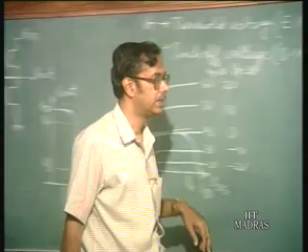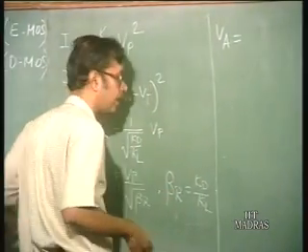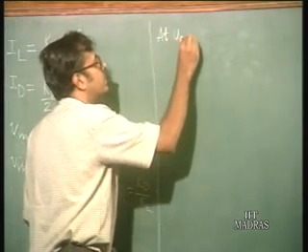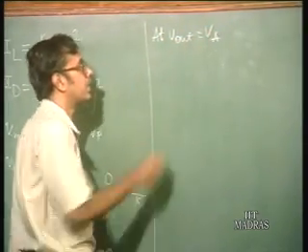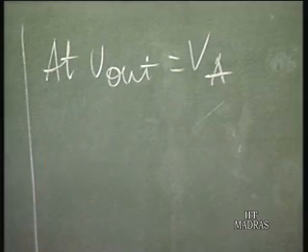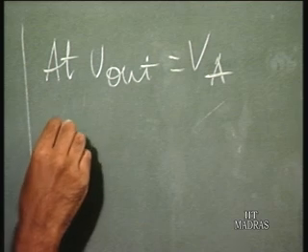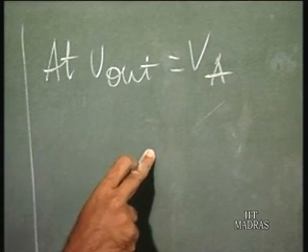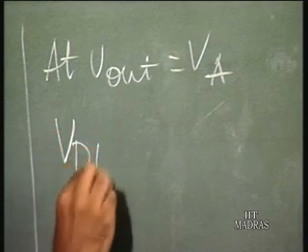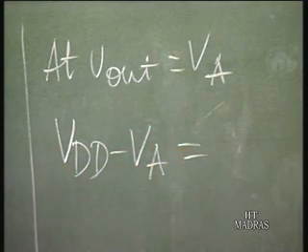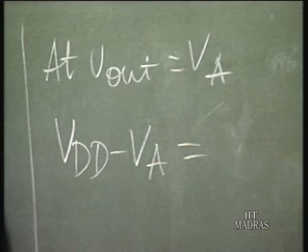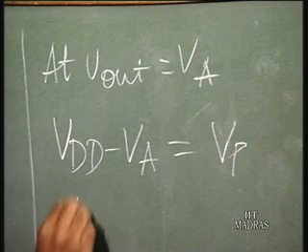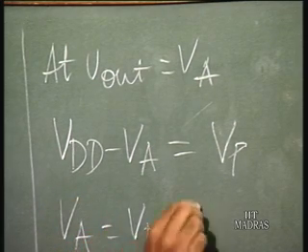I think we should write it like this. So at V output equal to VA, the load device goes to saturation. For the load device, VDS is equal to VGS minus VT. What is the drain to source voltage of the load device? VDD minus VA. And VGS is always 0, and VT is actually minus VP. So VA is equal to VDD minus VP.